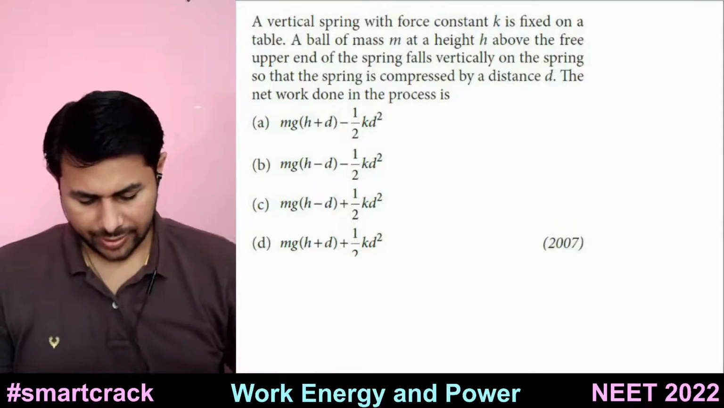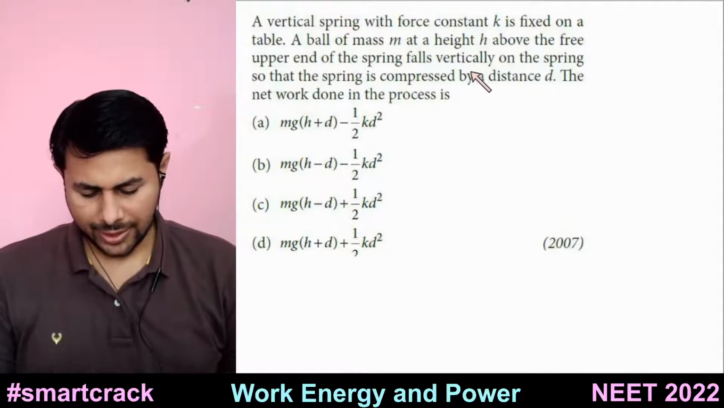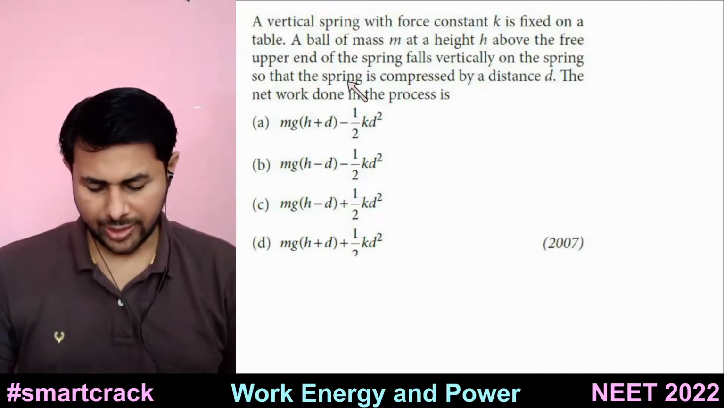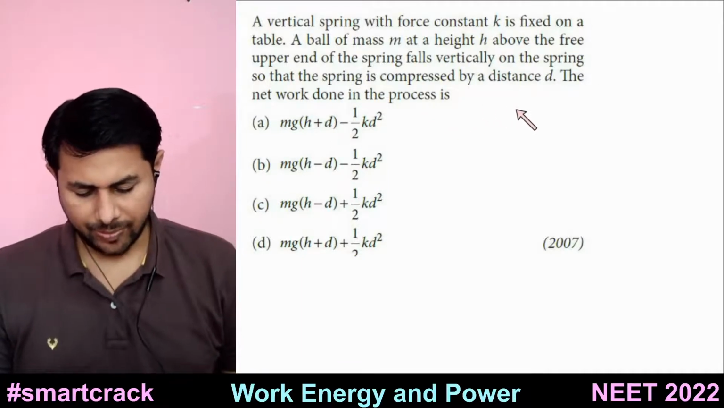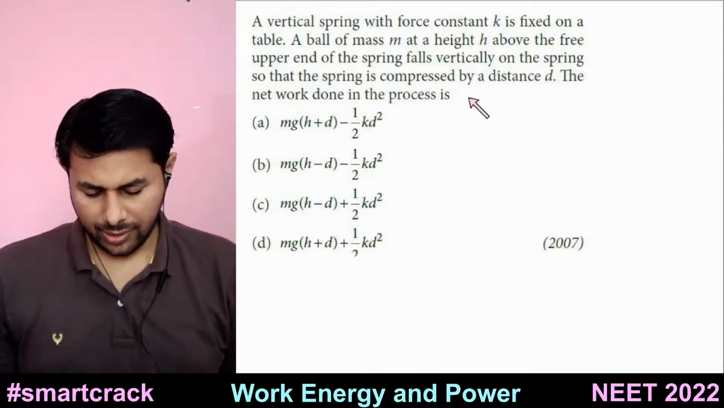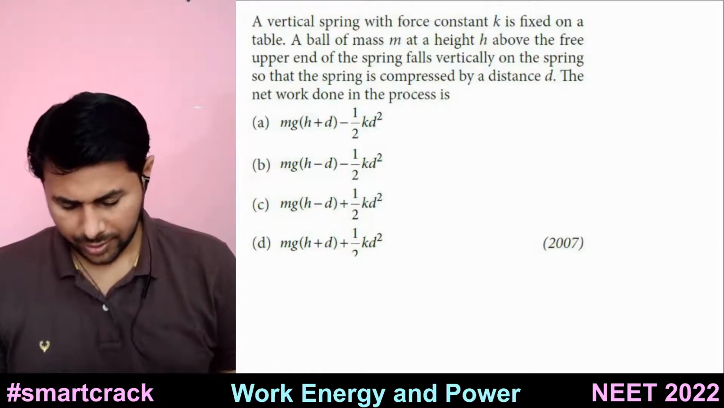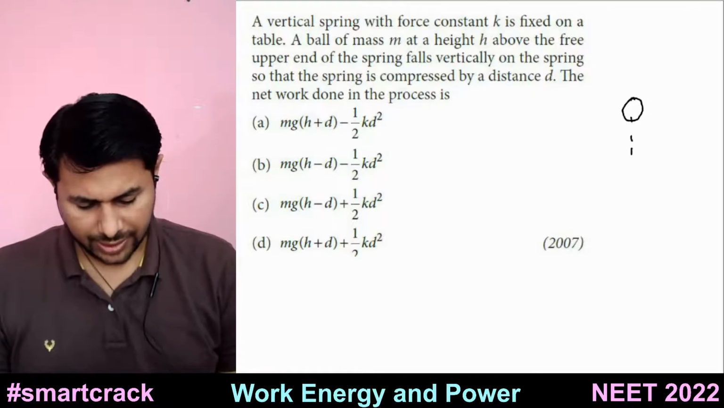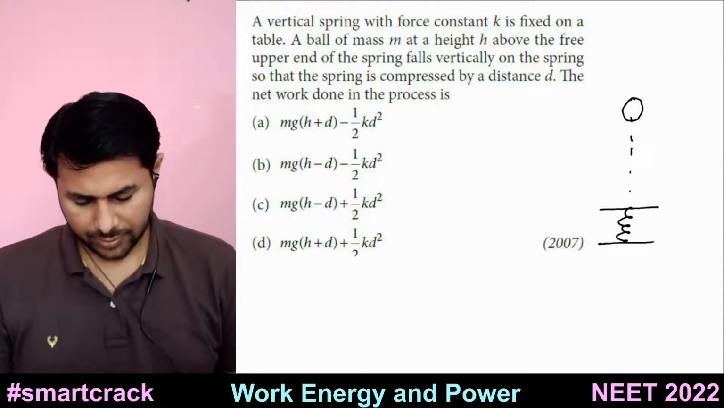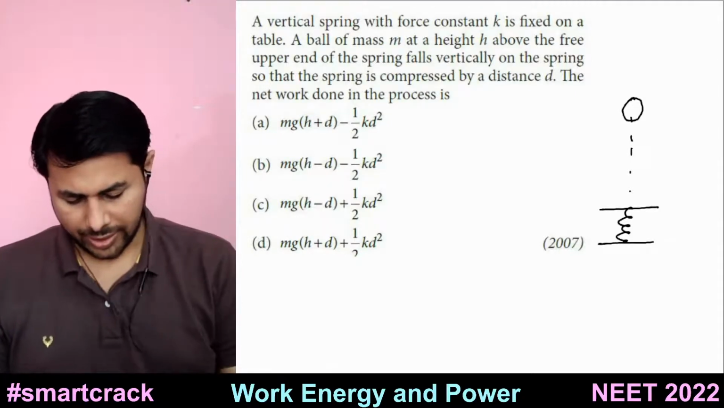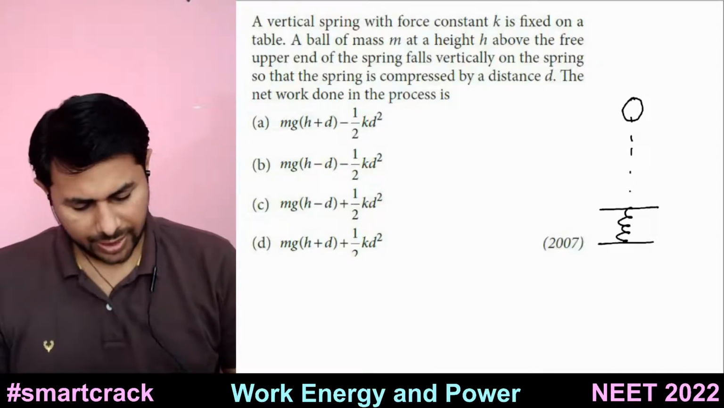A vertical spring with force constant K is fixed on a table. Then a ball of mass m at height h above the free upper end of the spring falls vertically on the spring so that the spring is compressed by a distance d. The net work done in this process is. So there is some ball which is released like this and it falls on the spring. Okay, then what happens? This ball will move down. It is released from height h.